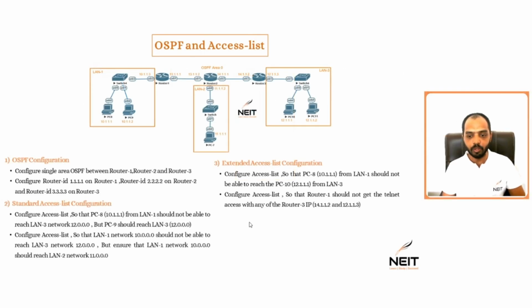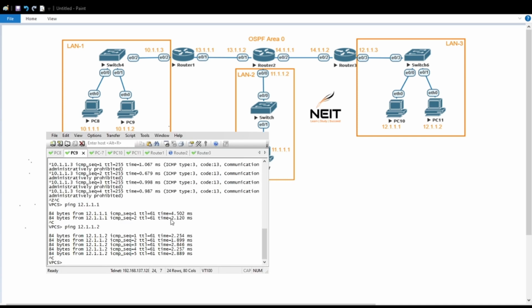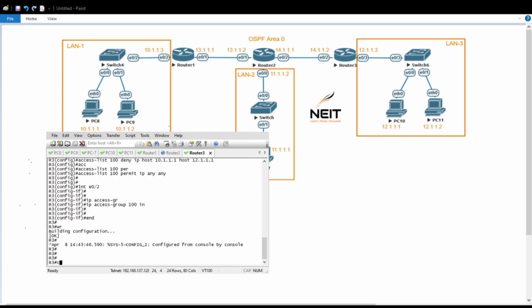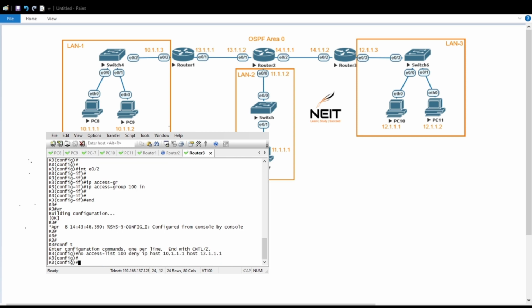Now after that we have to configure the access list so that router 1 should not get telnet access with any of the router 3 IP addresses, 14.2 and 12.2. Before configuring this access list, we have to configure telnet first on router 3. So let's configure telnet on router 3. Before that, we will remove this access list that we have created right now.